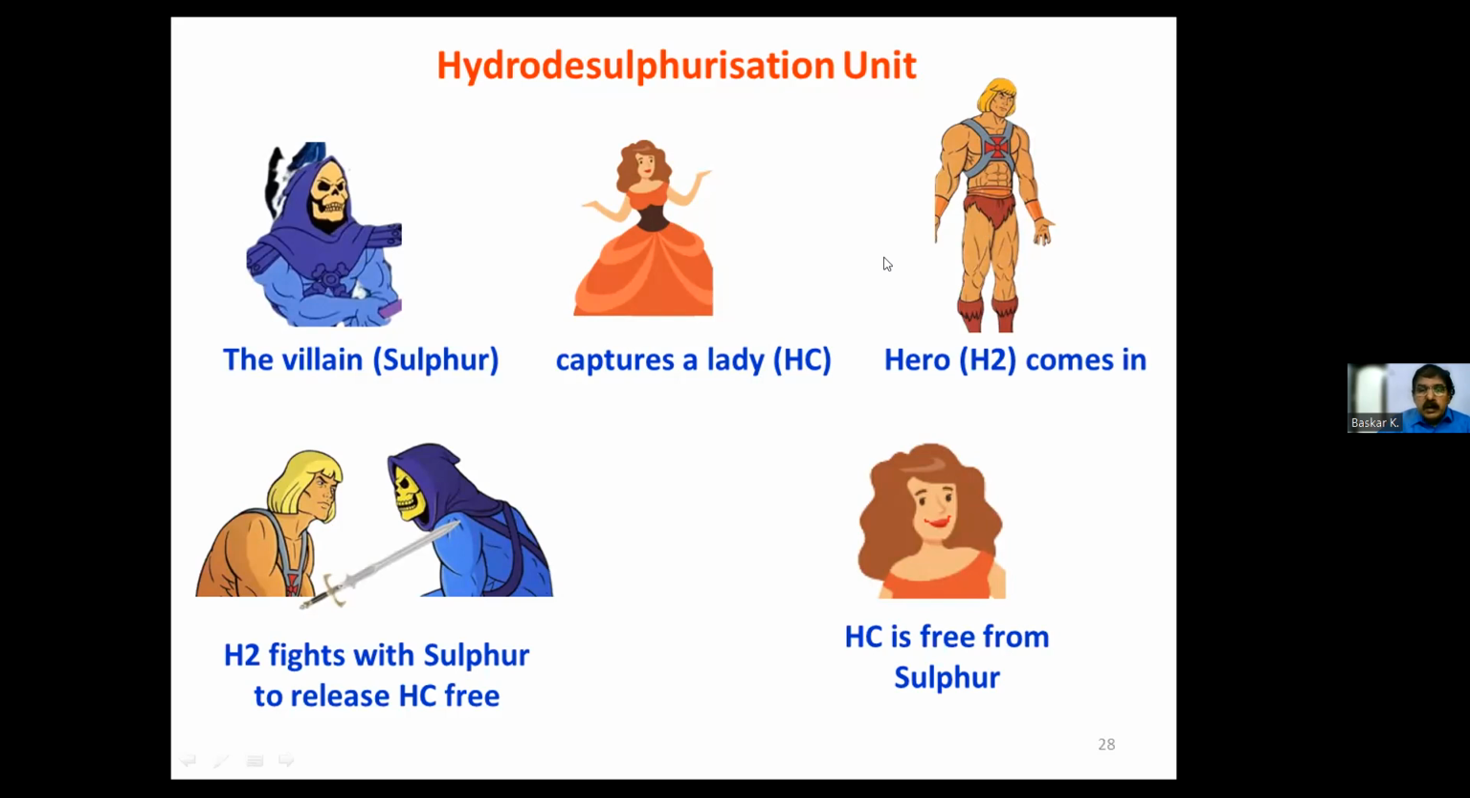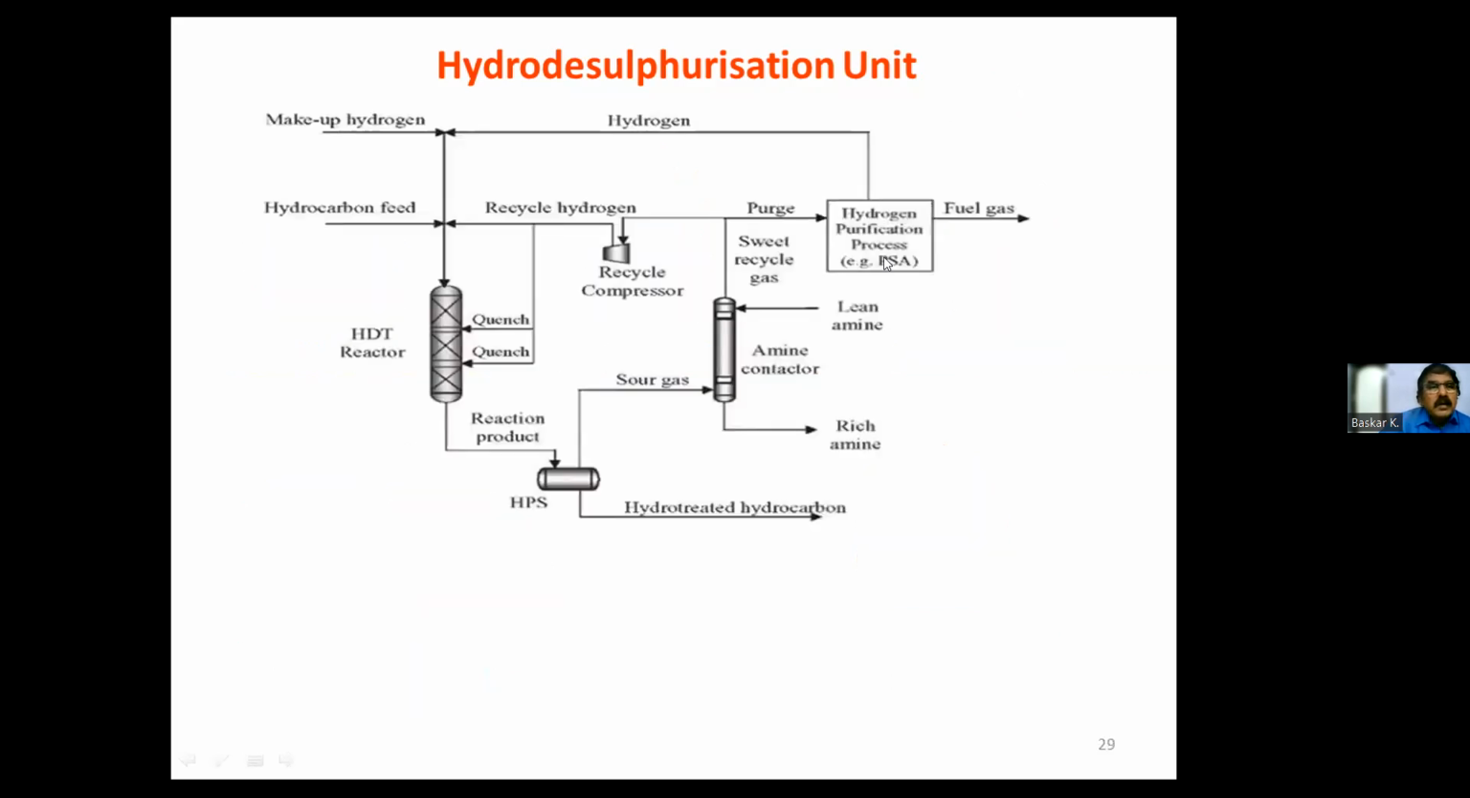Now we'll go to the process side. Hydrocarbon is fed here along with makeup hydrogen. What I told you, that hero hydrogen is fed into the reactor, and we are using quench here for maintaining the temperature profiles, because excess heating will be there, and we control the temperature. The reaction product is taken to the separator, where the gas is taken out as sour gas and the hydrocarbon is taken out.